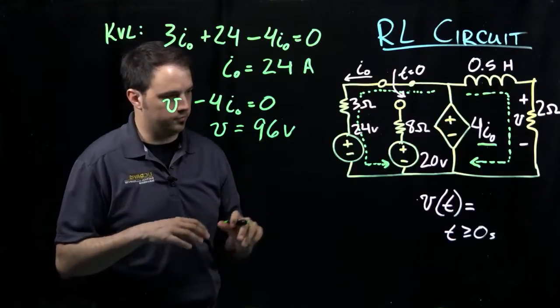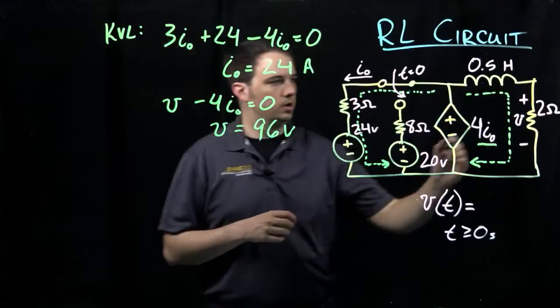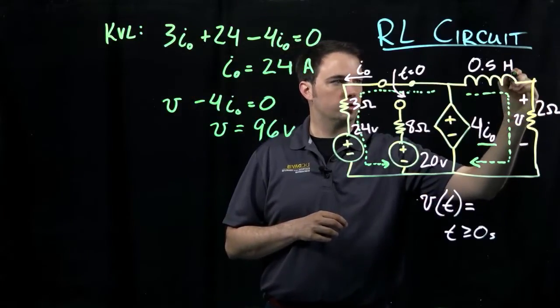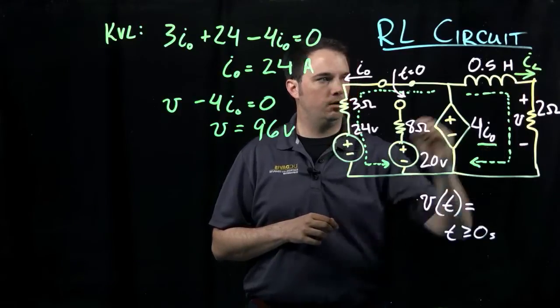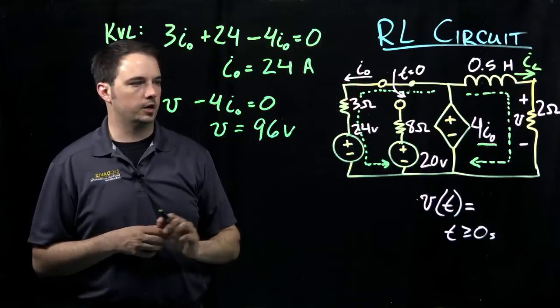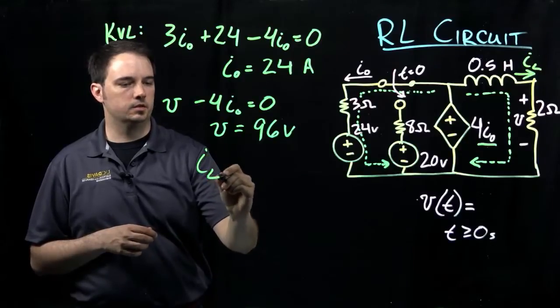Further on from there, for the sake of establishing the initial current through this inductor, let me call that I sub L, the current through the inductor. I could find this.